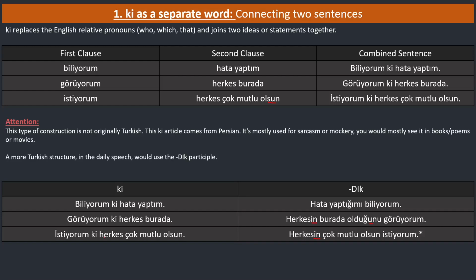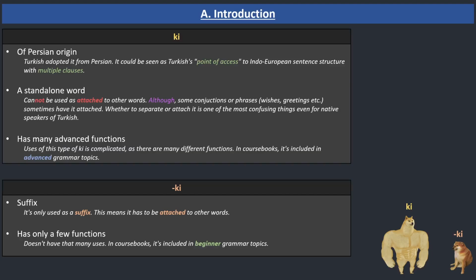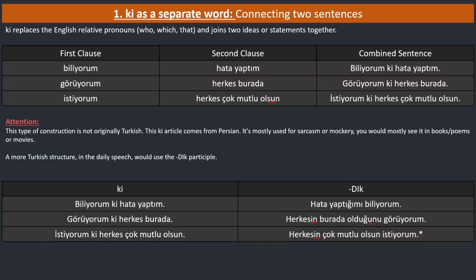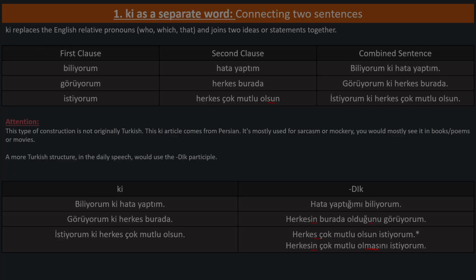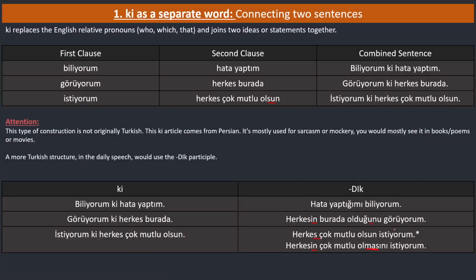I think I was trying to show you a different ending here. So you can either say it this way or herkesin çok mutlu olmasını istiyorum. You can also use these endings, but if you use this, you have to change it into a verbal noun. You have to use ma, olmasını istiyorum. That would literally mean I want everyone's possessive being happy. So it complicates the sentence. So that's why you can stick with this one.